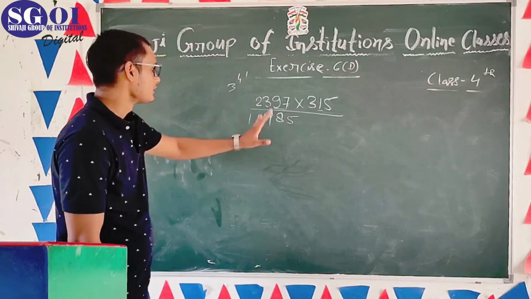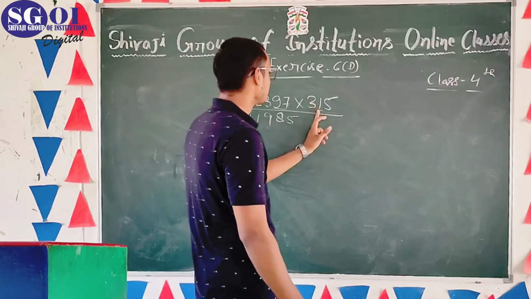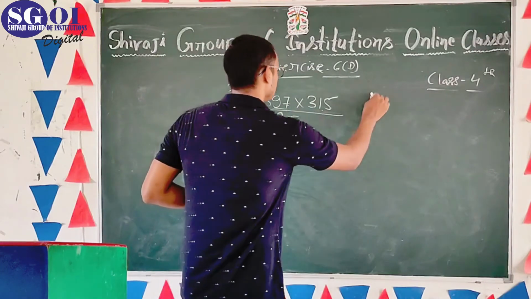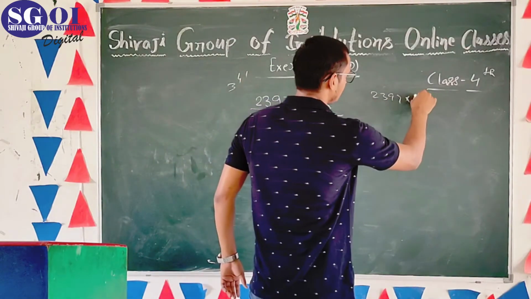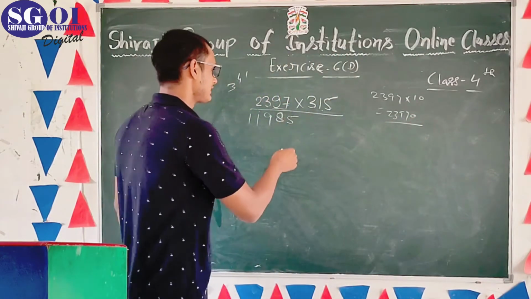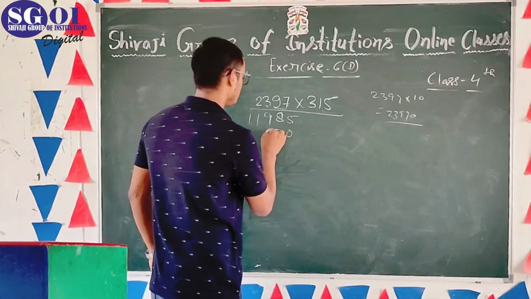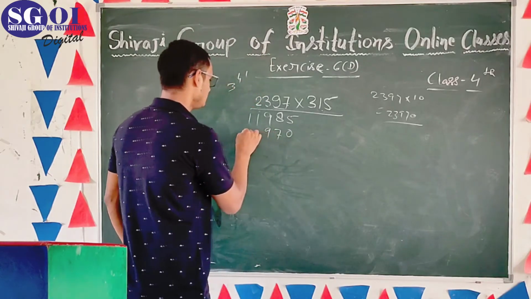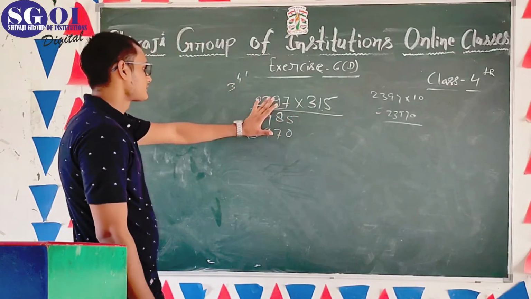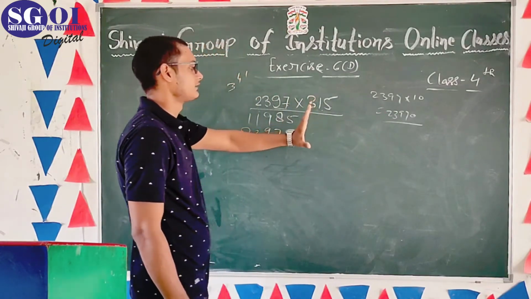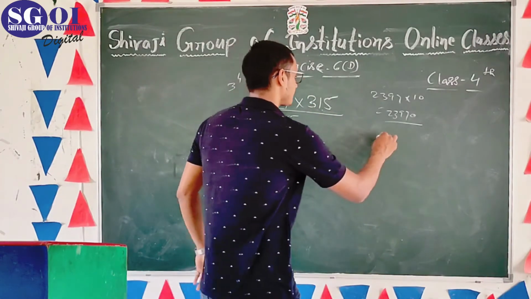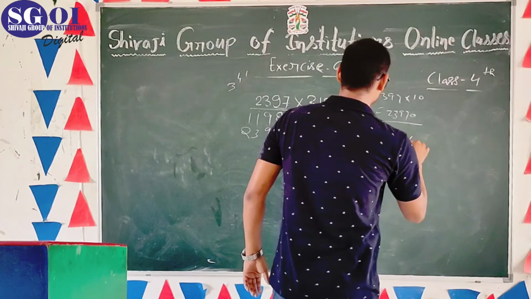Okay. Now multiply this number by 10 because 1 is in tens place, so we multiply this number by 10. 2397 multiplied by 10 is equal to 23970. Last we multiply this number by 300 because 3 is in hundreds place, so we multiply this number by 100. 2397 multiplied by 300.